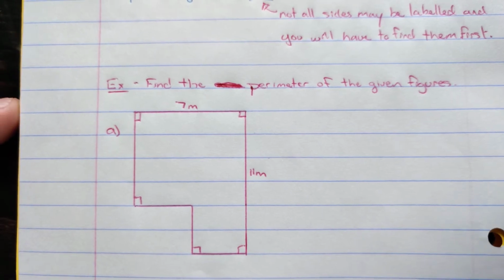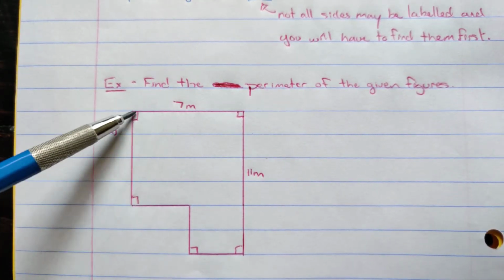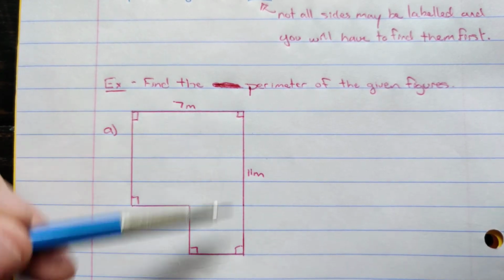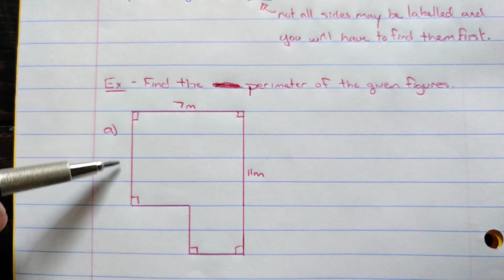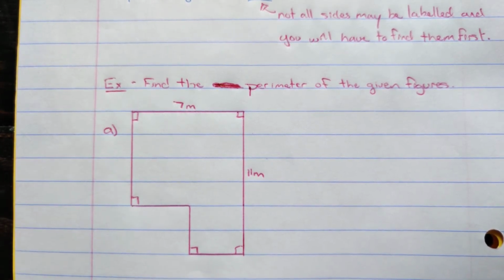So in this first case here, I'm given this shape here, a bunch of right angles. This is 7 across here. This is 11 meters. I don't know the length of this side. I don't know the length of this side. I don't know the length of this side. I don't know the length of this side. So how am I going to find the perimeter if I don't know 4 of the lengths?